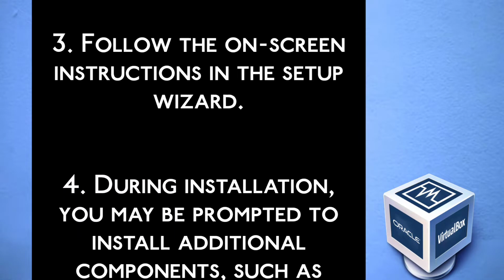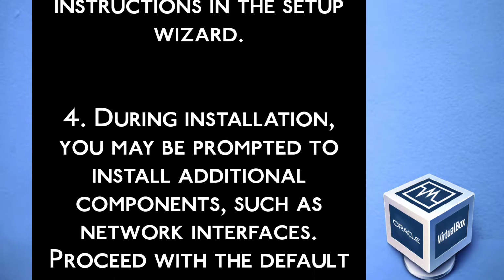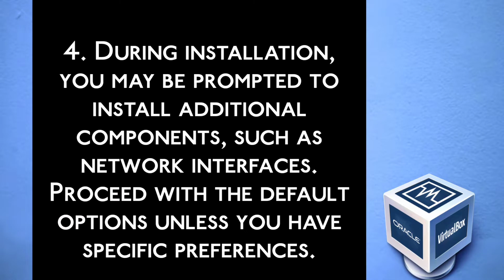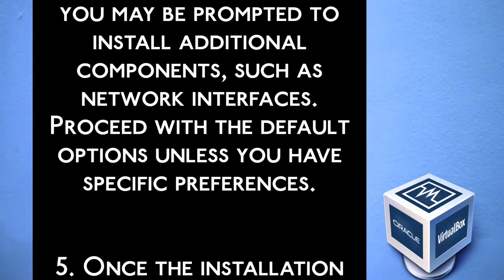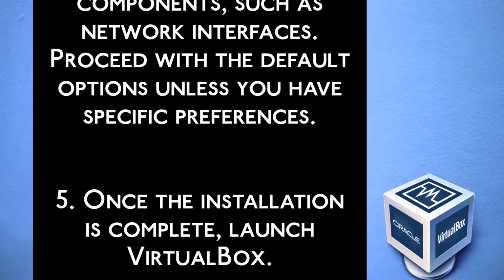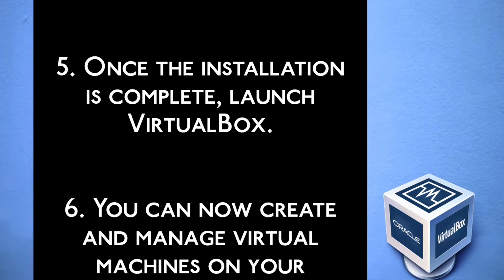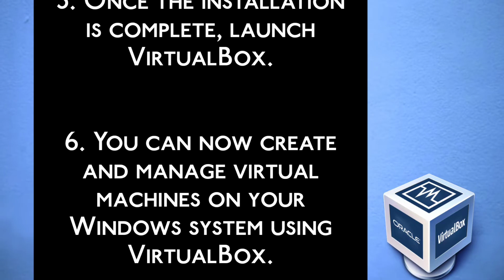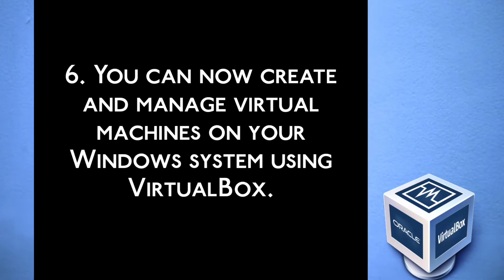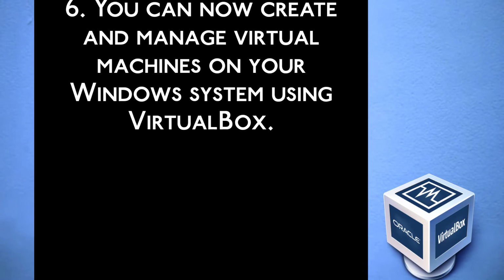Step 4. During installation, you may be prompted to install additional components such as network interfaces. Proceed with the default options unless you have specific preferences. Step 5. Once the installation is complete, launch VirtualBox. Step 6. You can now create and manage virtual machines on your Windows system using VirtualBox.